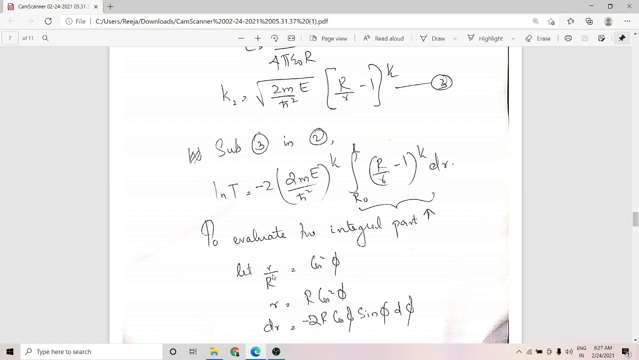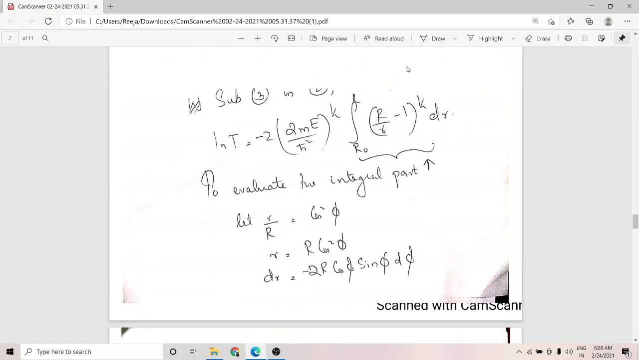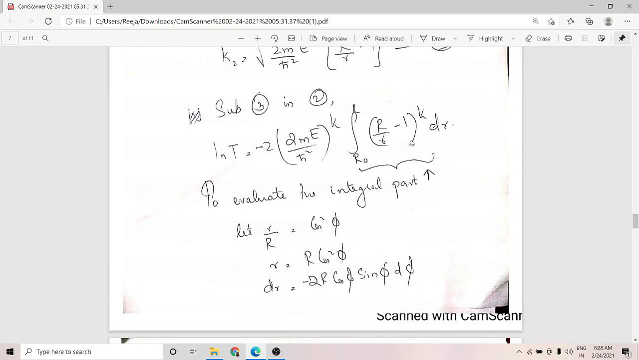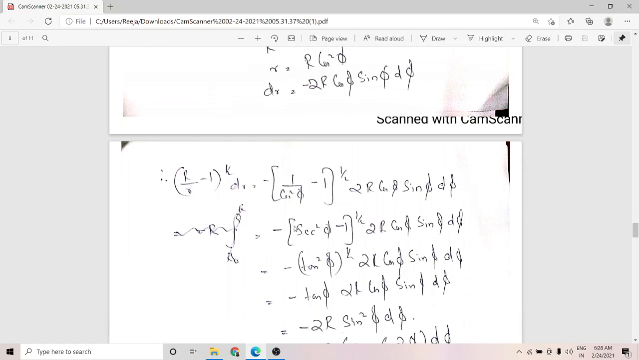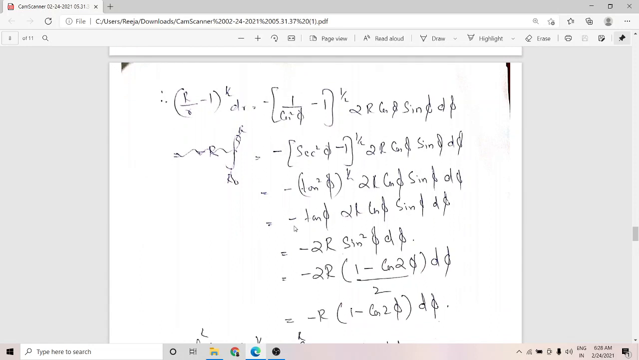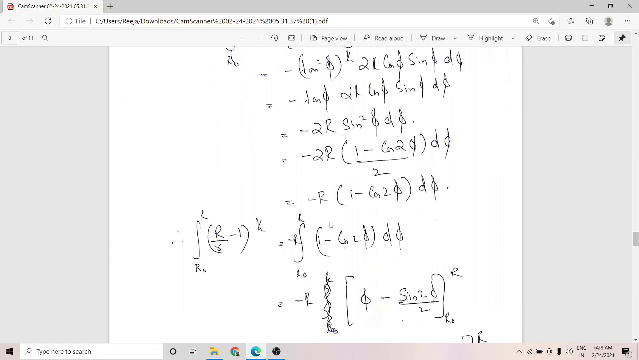What we do is I substitute small r by capital R to be cos square phi. So small r is equal to capital R cos square phi, and the derivative dr is equal to minus 2R cos phi sin phi d phi. That is all simple mathematics, and all these are substituted here. I take, without the integral, the term (capital R by small r minus 1) the whole raised to half dr, and I substitute these values. You can go through the mathematical steps. Simple trigonometric identities are used and we reach the value minus R into (1 minus cos 2 phi) d phi.